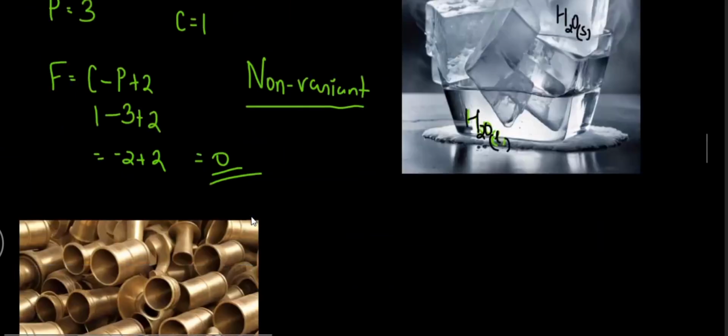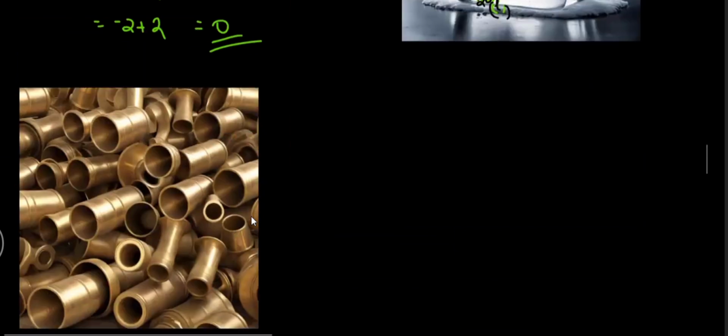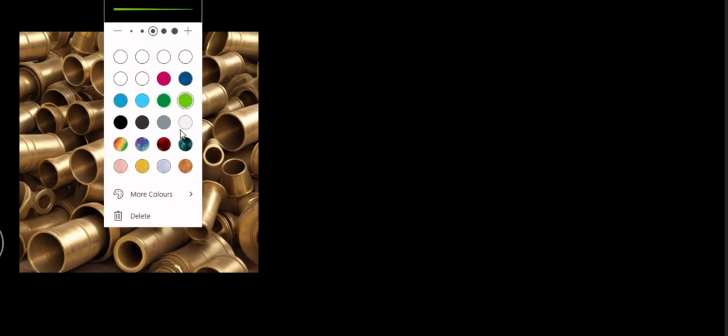Okay, now let us see a different example. Now these are brass tubes. Okay, so brass is an alloy, right? So if I am talking about the number of phases, how many phases are present over here? So what would be your guess? Here, brass. If I'm talking about the alloy, you can say that brass is an alloy of zinc and copper. So here you can see zinc as well as copper.